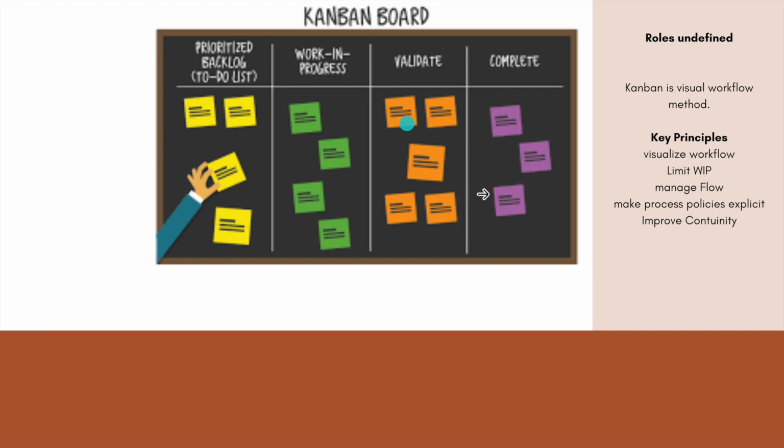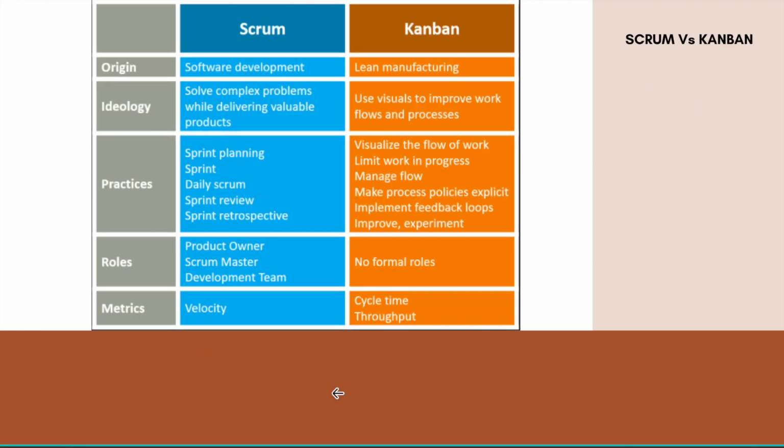So let's go through basically the differences between Scrum and Kanban. Scrum was developed for software development, and Kanban was developed, if I remember correctly, in Japan for the lean manufacturing process in the factories. So that whatever they are developing, it should be of good quality, and it should be optimized. So that was the perspective for which Kanban was invented.